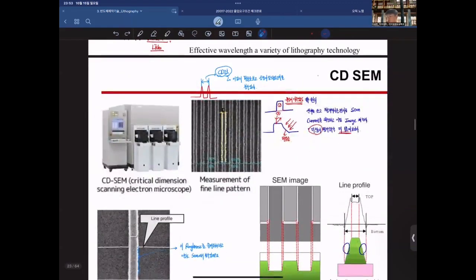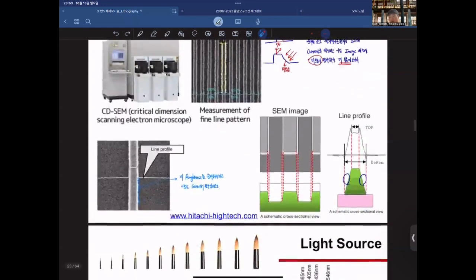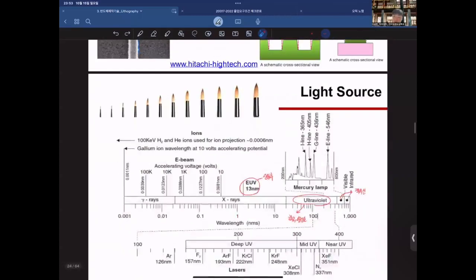This is the CD SEM. It is called the critical dimension scanning electron microscope. This is what makes us see what we make in the nano dimensions. It lets us see what we make.